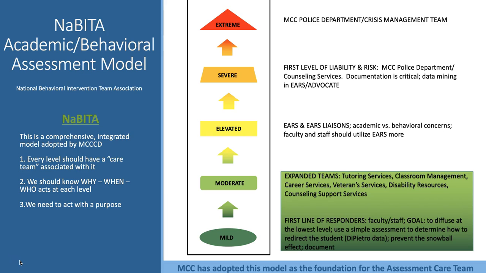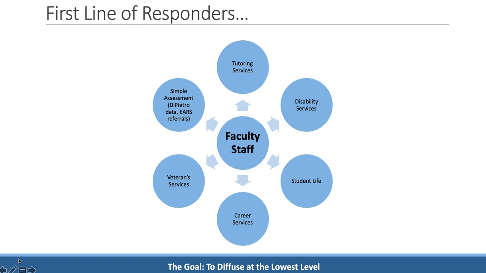We're going to start at the bottom, first line of responders. Remember, the goal is to diffuse at the lowest level. Faculty and staff are considered first responders because they have frequent interactions with students and they're likely to see concerning behaviors. A simple assessment based on Dori DiPietro's research could provide insight into the student's behavior. Student Life has resources for students who are hungry, homeless, needing transportation, etc. Tutoring services could provide early academic intervention. Disability services, veterans services, career services are other areas for special populations.